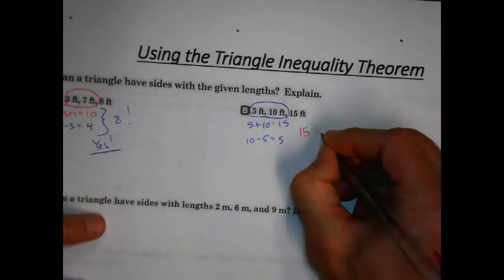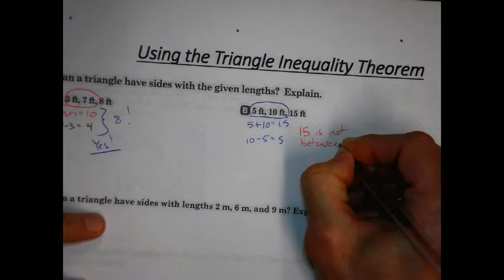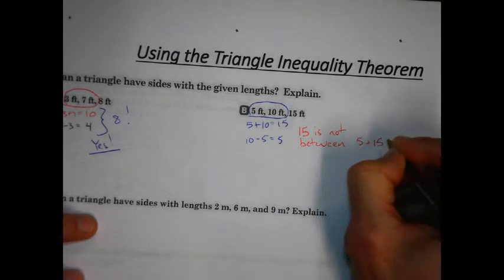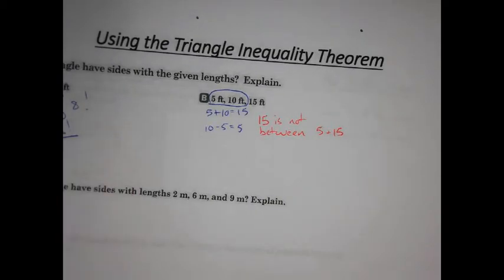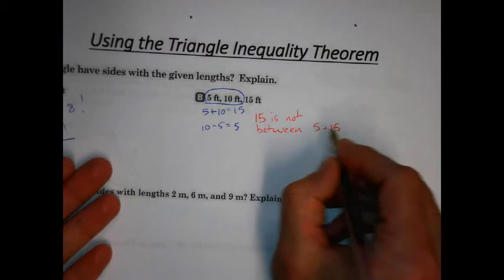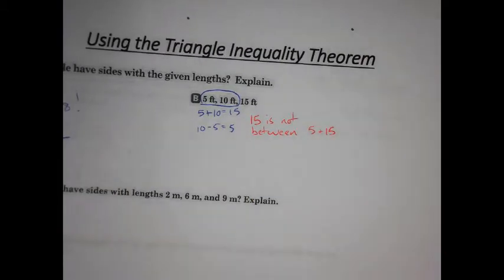15 is not between 5 and 15, right? Because 15 is 15. It's not less than 15. It's not in the middle. It's not between 5 and 15.